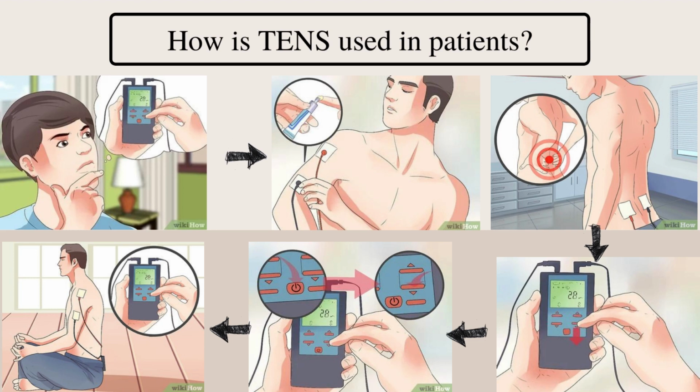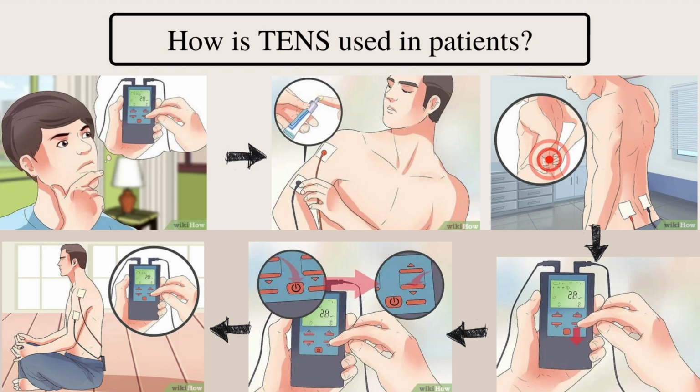First, electrodes are placed on the appropriate area while the device is turned off. It can be placed on the skin of the painful area or it can be placed on the acupuncture points that match the distribution of the sensor nerves. The distance between the two electrodes should be at least 2.5 centimeters.